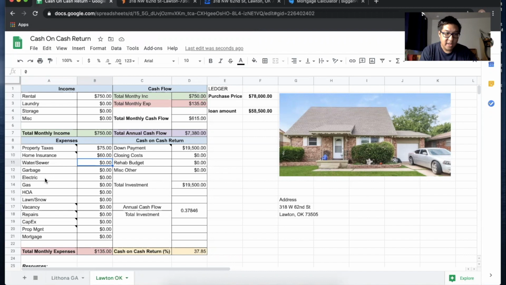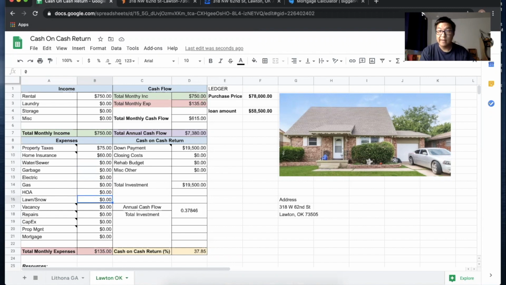Now, water, garbage, electric, gas, all of those typically, sometimes landlords pay it, but in this case, I'm gonna have my tenants pay all these. So I'm just gonna leave those all at zero. HOA costs, Roofstock says there's no HOA costs in this situation, so I'm gonna leave that at zero. Lawn and snow maintenance, I'm gonna leave that up to the tenant to do also.